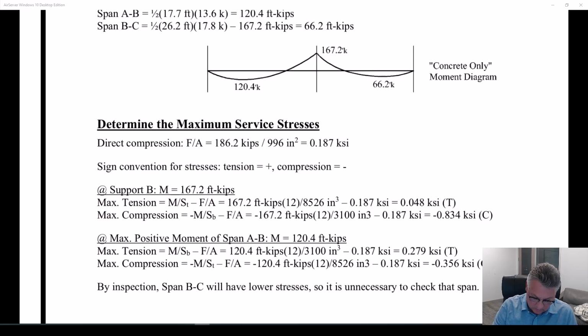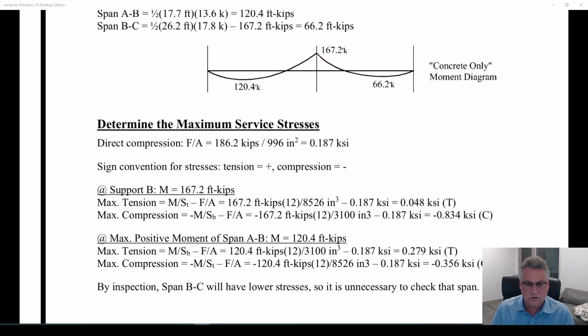Now let's look hard at the answers that we got. At the support, the maximum tension, even though the moment was high at 167.2, was only 0.048 KSI. We had a smaller moment here in the span of 120.4, but we had a maximum tensile stress at that location of 0.279 KSI, substantially higher. So the maximum tension is actually occurring here, not at the maximum moment. Got to be careful with that.